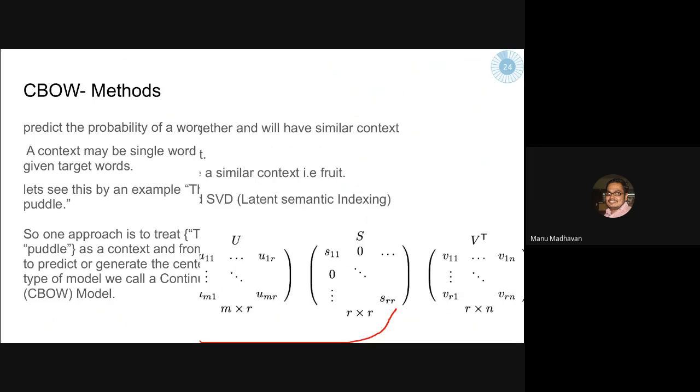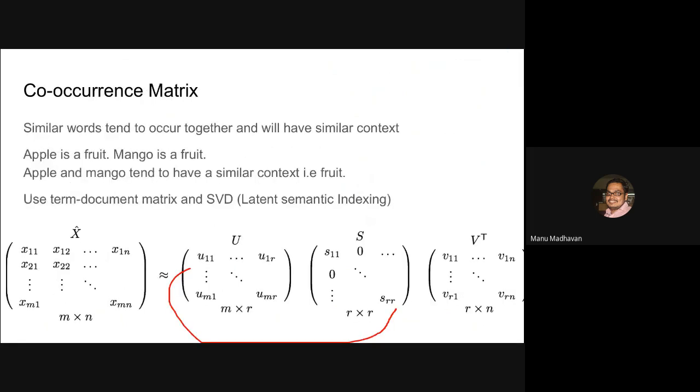Now that is about the frequency based methods. Three methods we discussed. The first one is just a count or frequency vector. The second one is TF-IDF based vectorization, and the third one is co-occurrence matrix based vectorization. In each case, we can use the row or column as a vector that represents the word or the document.